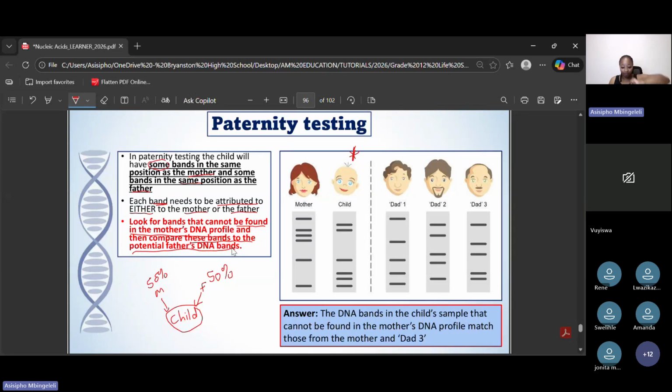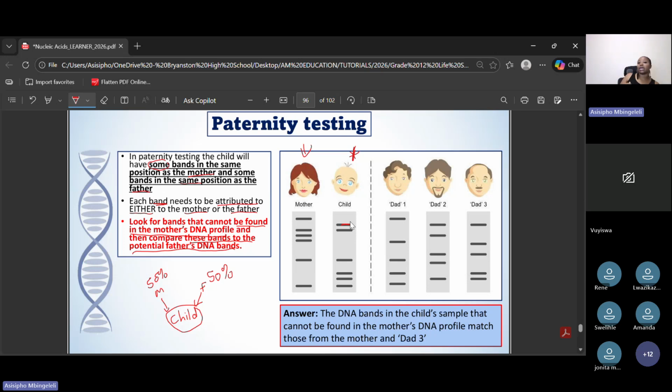Now, let us look. This is the child, and this is the mother, and there are 3 possible dads here. Remember what I said, we are not going to come to the mother and figure out the bands. We are not going to the 3 possible dads. We go to the child because we need to account for each band: does it belong to the mother or to the father? That's why we are focusing on the child.